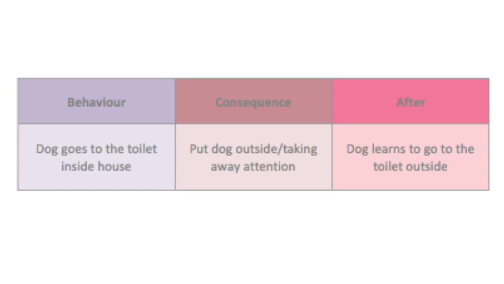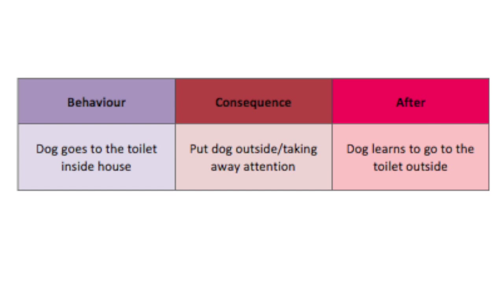An example of this is a dog goes to the toilet inside of a house. A consequence of this is you would go off at the dog and put the dog outside, therefore taking away attention. Afterwards, the dog would learn to go to the toilet outside.